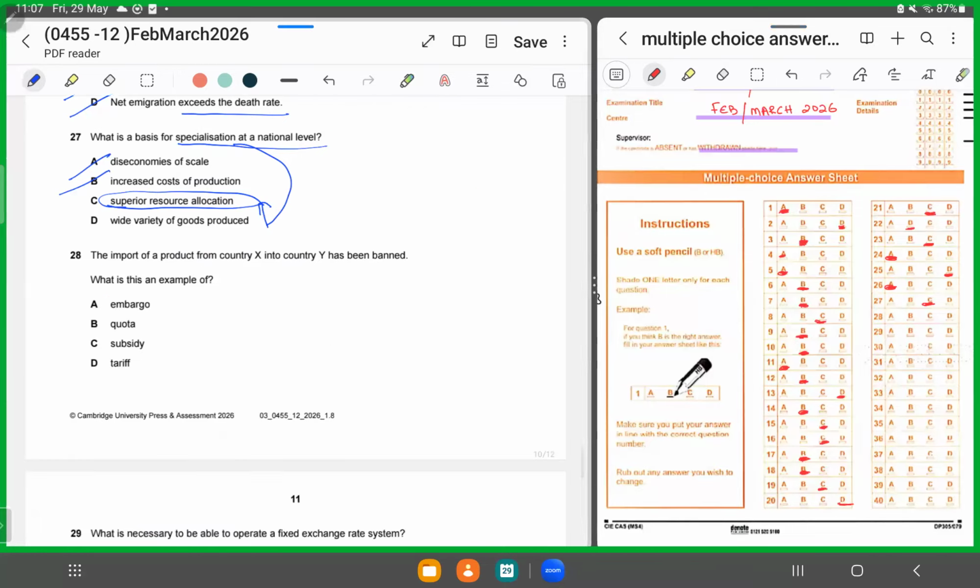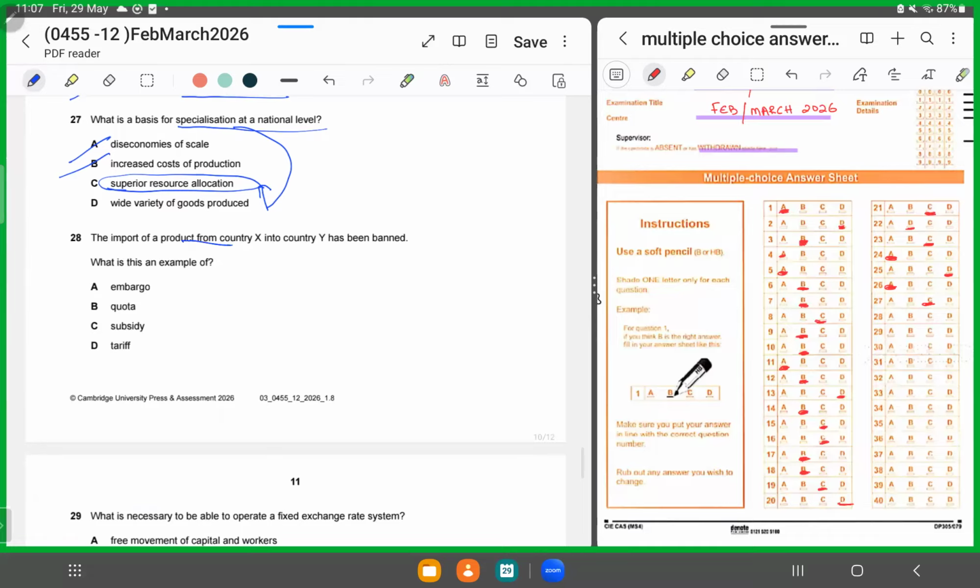Moving forward, 28. The import of a product from country X into country Y has been banned. What is this an example of? So when you ban an import from some country, what type of restriction is that? It's an embargo. 28, it's A. Moving forward, 29.